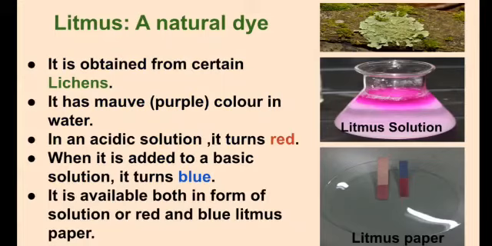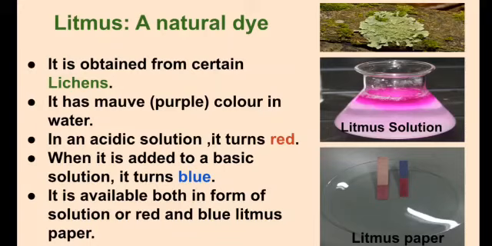Litmus is a natural dye. As we know, we get litmus from lichens. You can see in the first picture there is a lichen. It is obtained from certain lichens. It has a mauve color in water. So what is mauve? Mauve means purple color in water. In an acidic solution, it turns red. If we put the litmus solution in the acidic medium, it will turn red. It means the substance is acid. When it is added to a basic solution, it turns blue. It means the substance is base in nature.